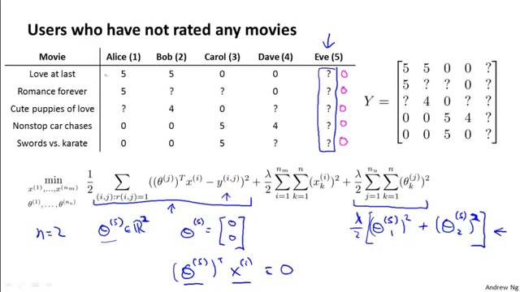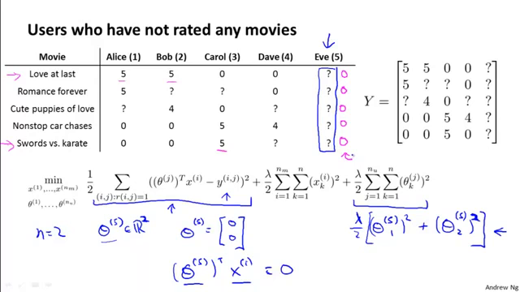If you look at the different movies, Love at Last, this first movie, a couple people rated it 5 stars, and even Swords versus Karate, someone rated it 5 stars. So some people do like some movies. It seems not useful to just predict that Eve is going to rate everything 0 stars. And in fact, if we're predicting that Eve is going to rate everything 0 stars, we also don't have any good way of recommending any movies to her, because all of these movies are getting exactly the same predicted rating for Eve, so there's no one movie with a higher predicted rating that we could recommend to her. So that's not very good.